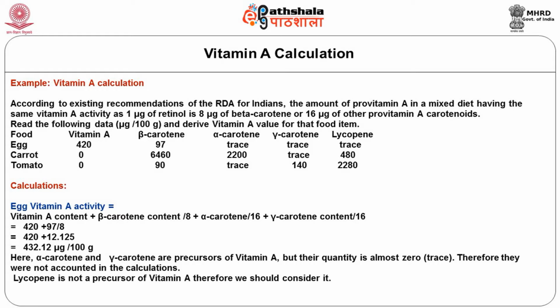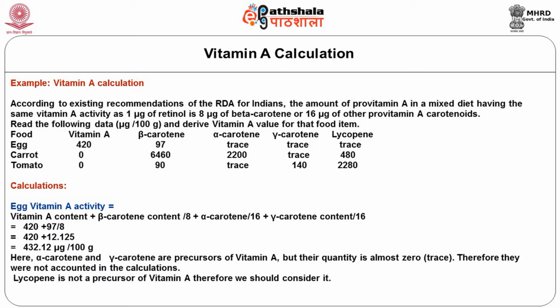So now you have to consider beta carotene being a precursor of vitamin A, which should be divided by the value 8, so that you get the vitamin A equivalents. Pool that value with the preformed vitamin A, then you will have the total vitamin A activity for the egg. This way you have to calculate and report the vitamin A from the egg.